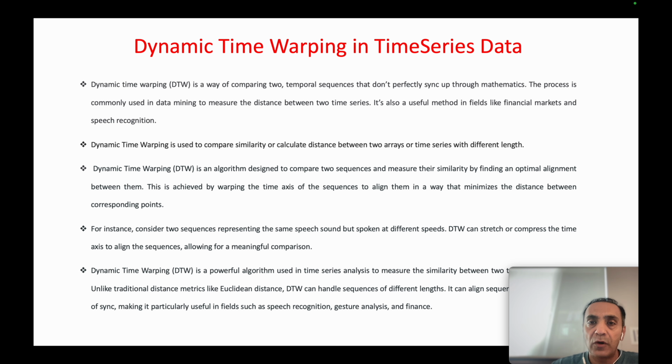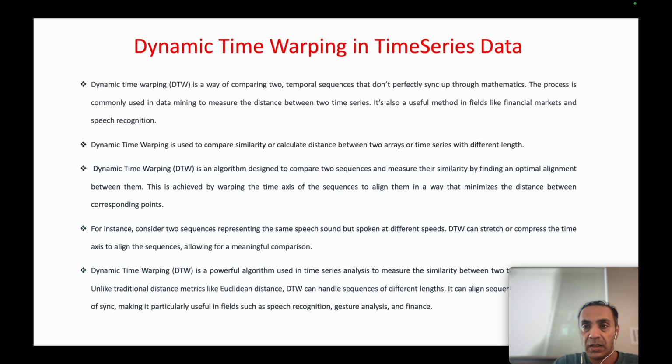So, dynamic time warping in time series data. Dynamic time warping is a way of comparing two or more temporal sequences that don't perfectly sync up, through mathematics, which means they may or may not be equal in length. One of the sequences can have different timestamps, and the other one can have totally different timestamps, and they may not be equal in length altogether.